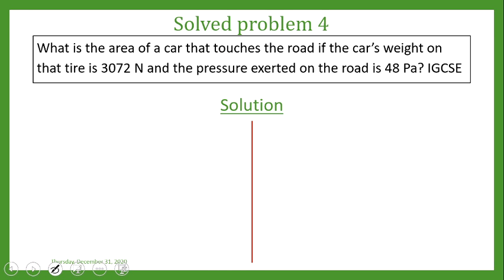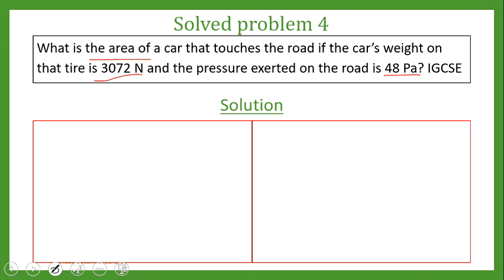Then the fourth question we have here is, what is the area? This time around, we are required to find the value of the area of a car that touches this road if the car's weight on the tire is 3,072 Newton and the pressure exerted is 48 Pascal. So from this one, let's list out all the parameters given to us.